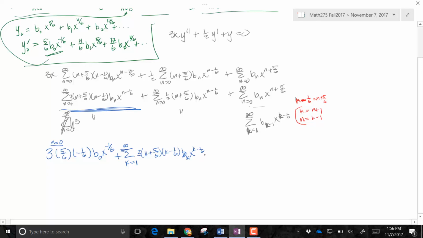Now let's get to the second term. Again, k equals 0 gets taken out. So I get a 1/2 times 0 plus 5/6, b sub 0, x to the 0 minus 1/6. And then now I have my series. That's exactly the same, except I'm starting with 1 because I took out the 0th term.